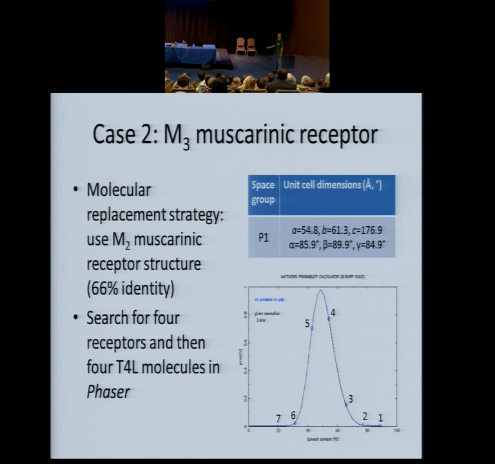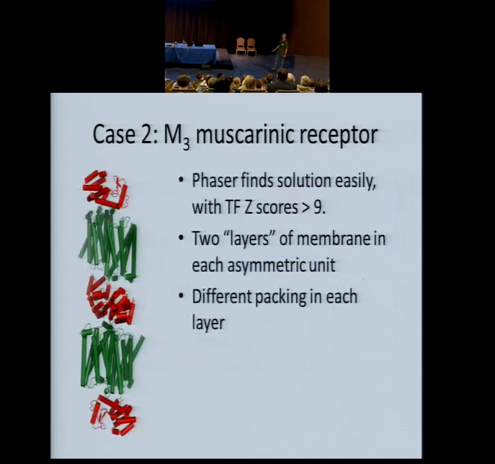It's homologous both in terms of having very high sequence identity and also in terms of having very high structural homology. And this made molecular replacement quite straightforward. In this asymmetric unit, we had 4 receptor molecules and 4 T4 lysozyme molecules, which are part of a fusion protein again, and Phaser finds these relatively straightforwardly.